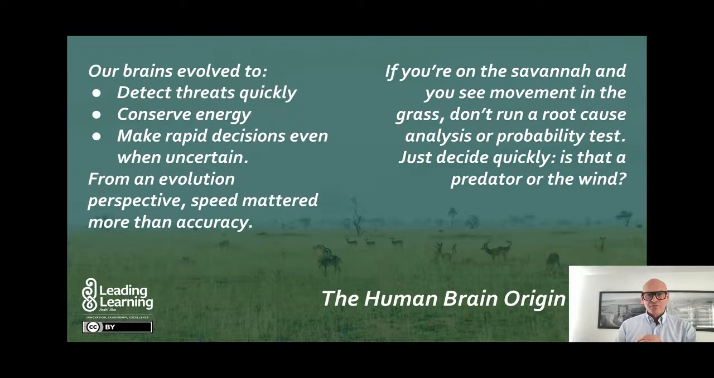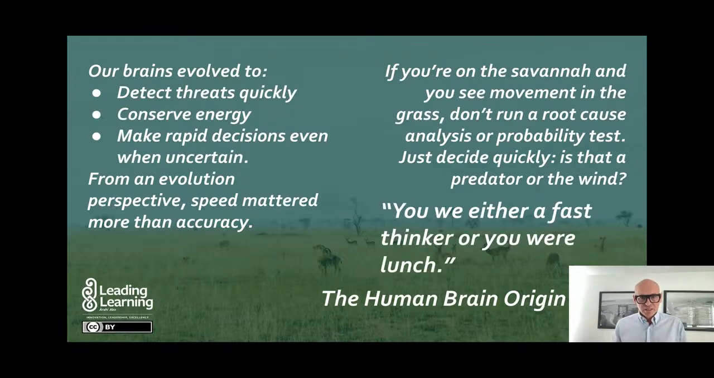Another way of thinking about it, if you're on the savannah and you see a little bit of movement in the grass, you haven't got time to run some sort of deep root cause analysis or some sort of probability test. You just have to decide really quickly, is that a predator or is that the wind? And we make quick snap judgments using these synaptic shortcuts. And so the catchphrase here is, you were either a fast thinker or you were lunch. And that over thousands of years, over generations, got faster and faster. So our preference is for faster thinking.